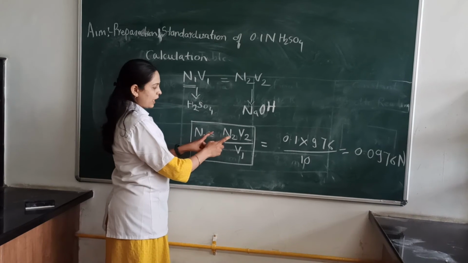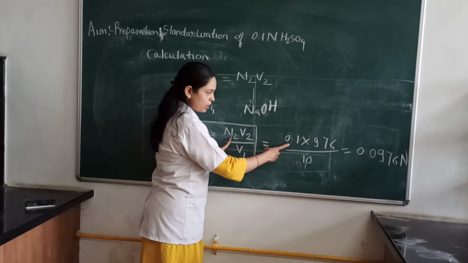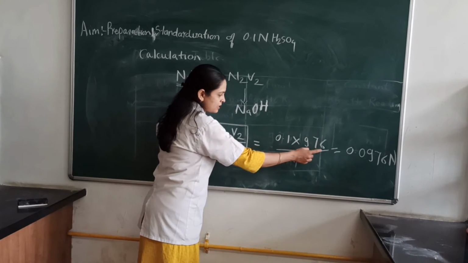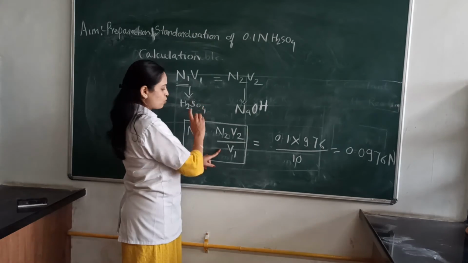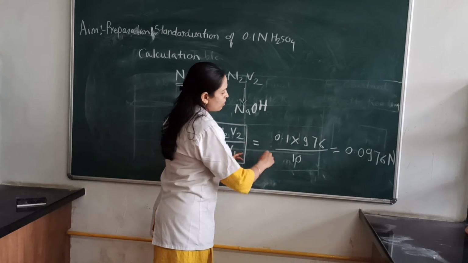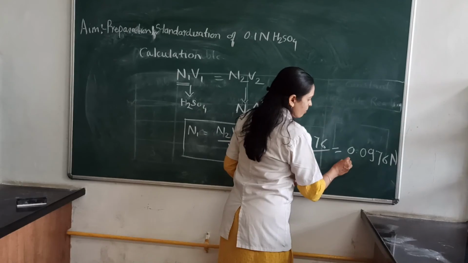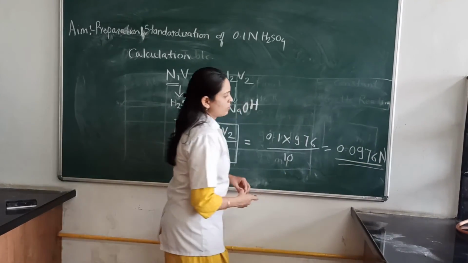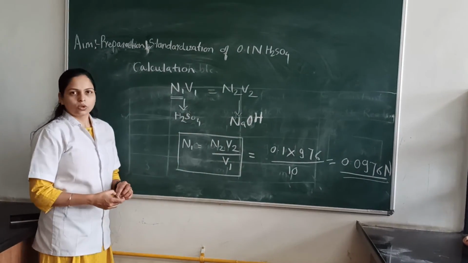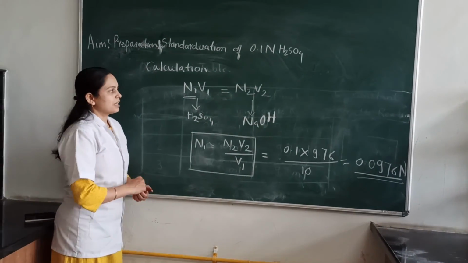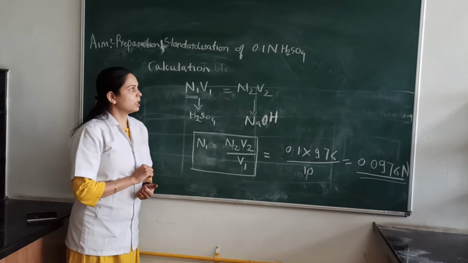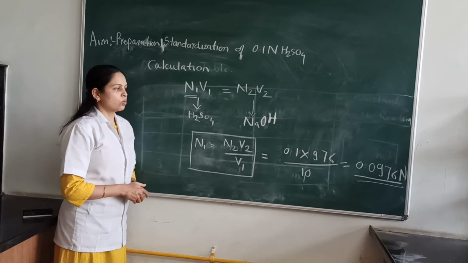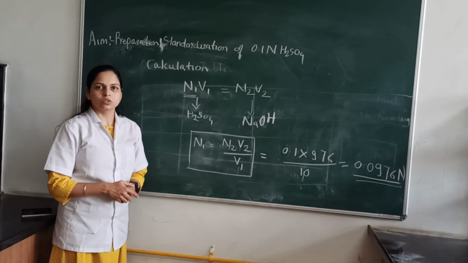N2, the normality of NaOH, is 0.1. The volume of NaOH required, our constant burette reading, is 9.76 and the volume of H2SO4 taken is 10 ml. By calculating this, we get the normality of H2SO4 as 0.0976 normal. So we can conclude the result of our practical that after standardization of 0.1 normal H2SO4, the normality of H2SO4 was found to be 0.0976.